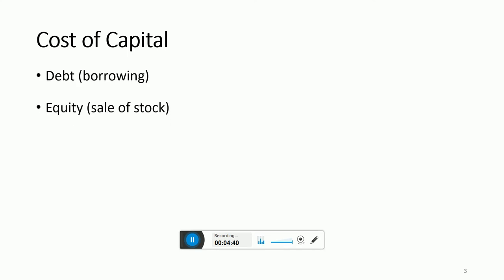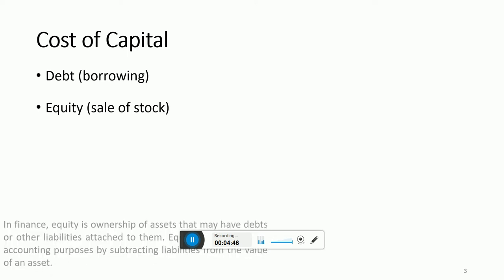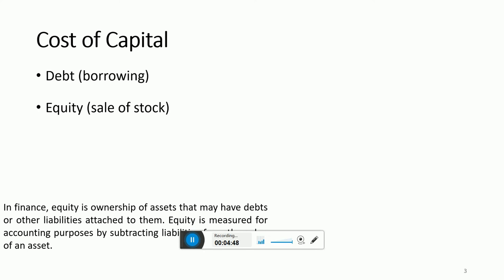There are three basic parts. The first is debt, how much is being borrowed. The second is equity, like the sale of stocks. In finance, equity is the ownership of assets that may have debts or other liabilities attached to them. Equity is measured for accounting purposes by subtracting the liabilities from the assets.